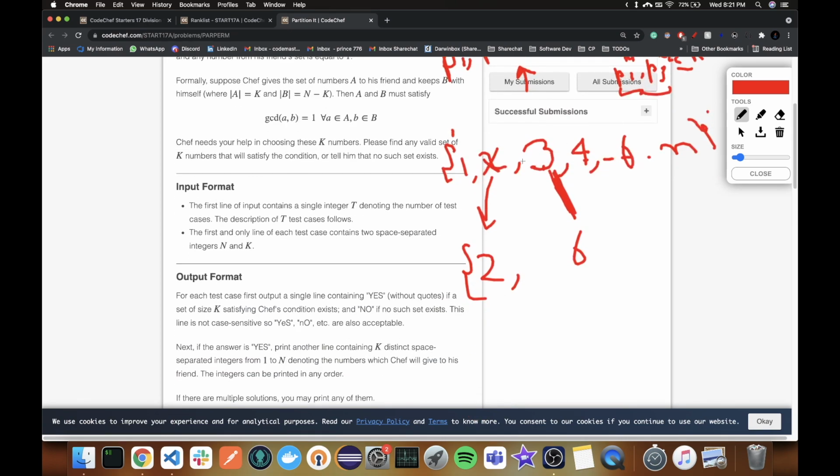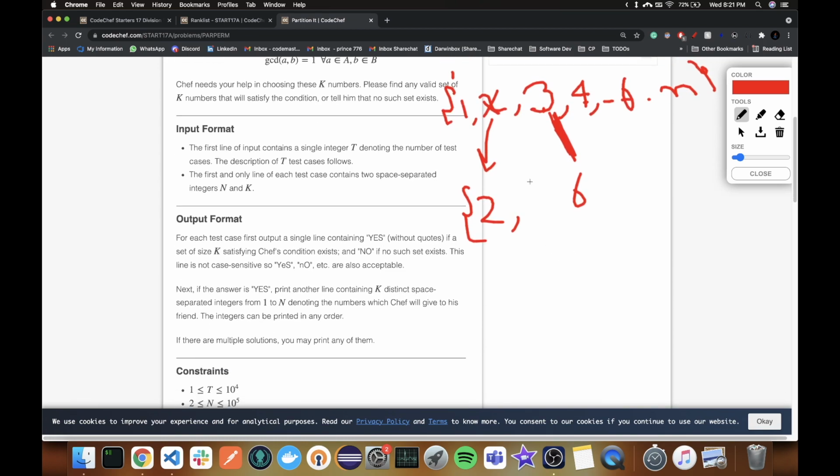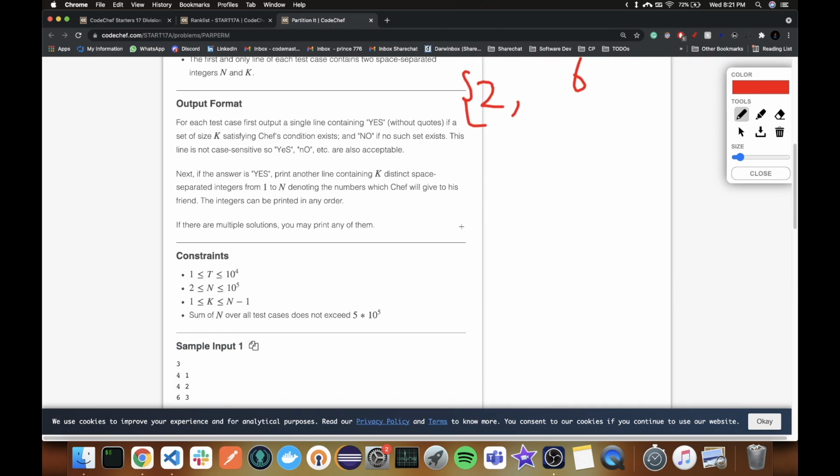Okay, let's see what happens if I remove 2. If I remove 2, I remove 4 and 6. Because I'm removing 6, I also have to remove 3. Because I'm removing 3, I also have to remove 9 and then 12 and then 15. Because I'm removing 15, I have to remove 5. Kind of a snowball effect.